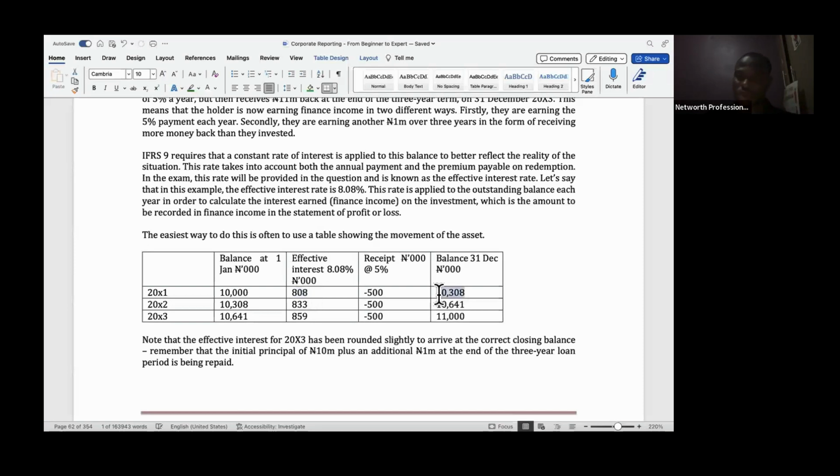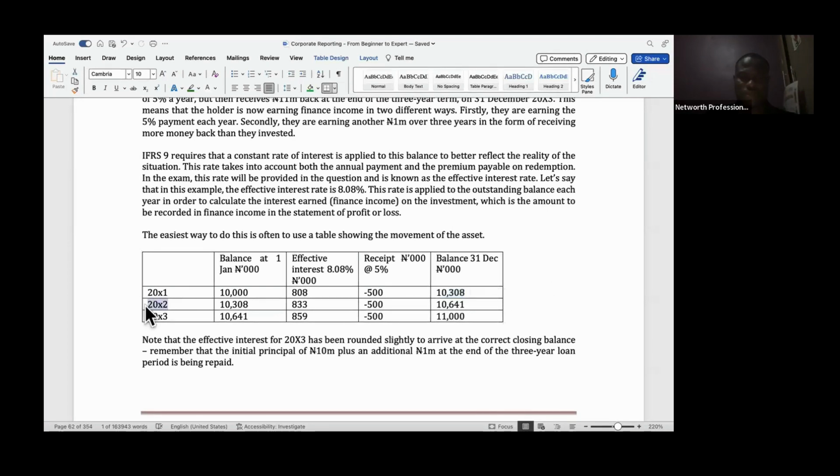And this amount is what we call amortized cost, which is the 10,308. It is this amount that you put as non-current assets. You call it financial assets at amortized cost. I'll show you. And that's it. Mostly it will be that. But let's see it through here.